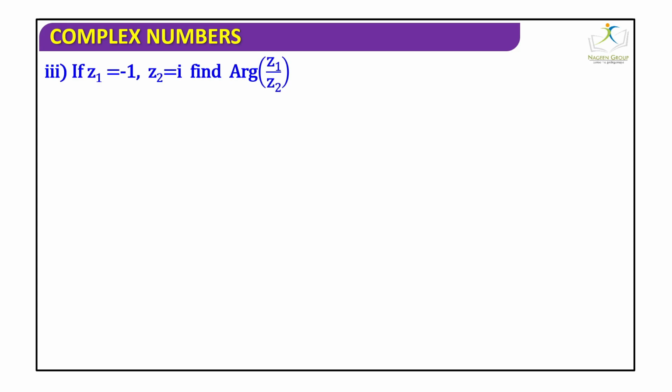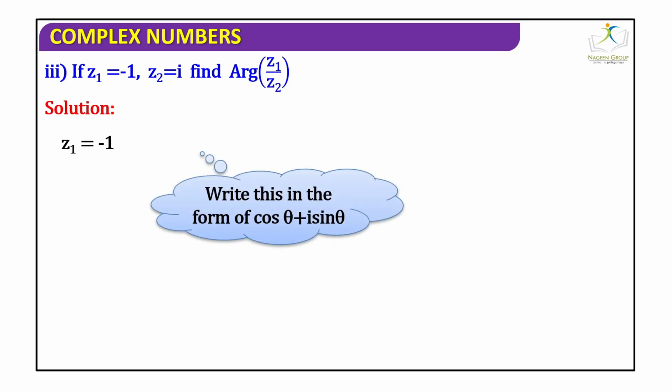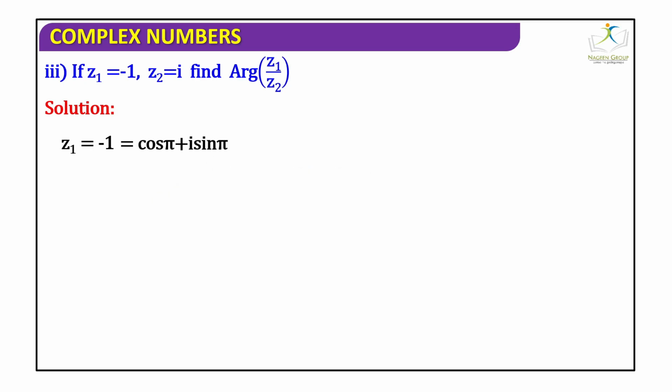Now the next question: if z1 is equal to -1, z2 is equal to iota, you have to find out the argument of z1 by z2. So how to find it? Here this is the solution. We have z1 which is -1. Write this in the form of cos theta plus iota sin theta. So this will be equal to cos pi plus iota sin pi. The value of cos pi is -1, and the value of sin pi is 0. So that's why we have written cos pi plus iota sin pi.